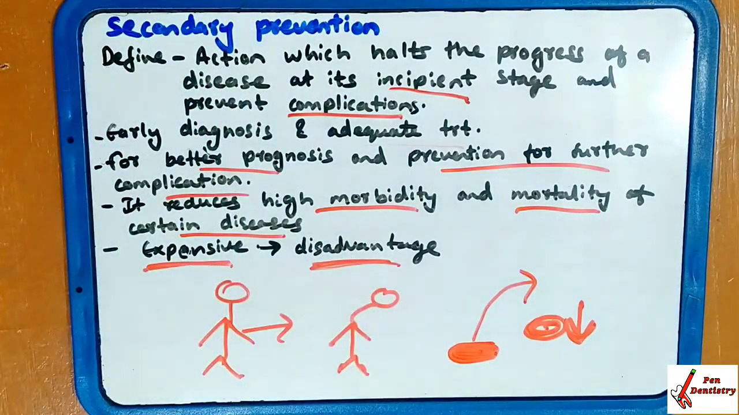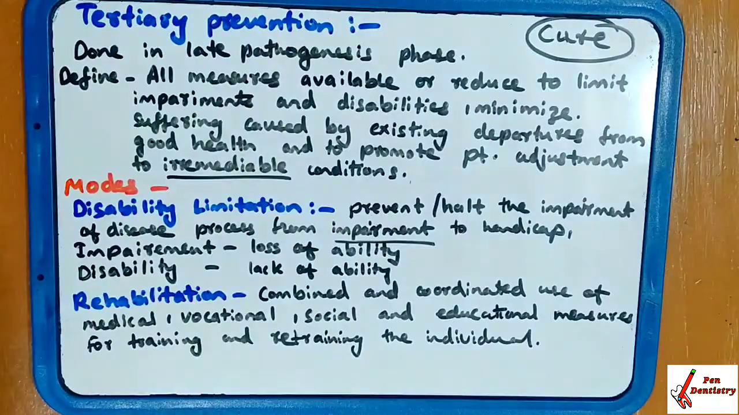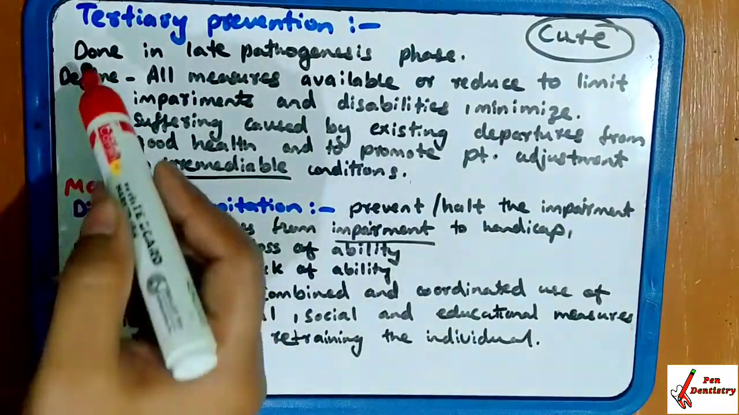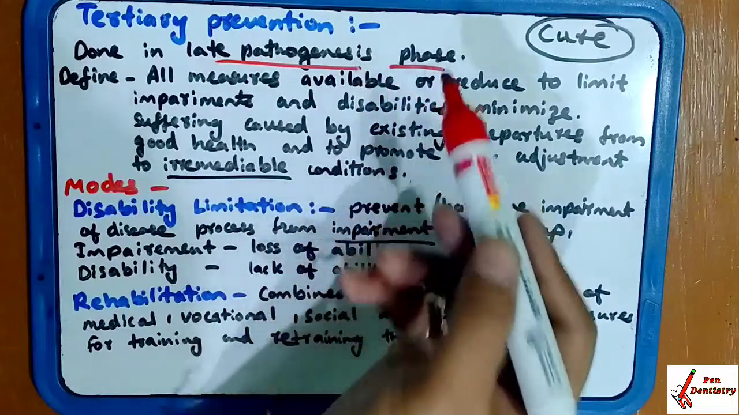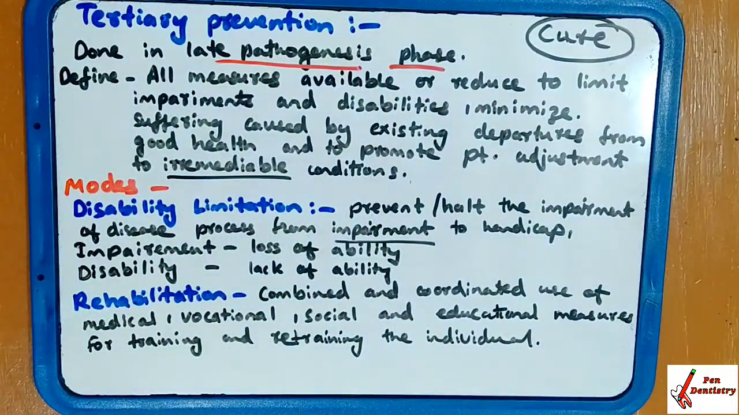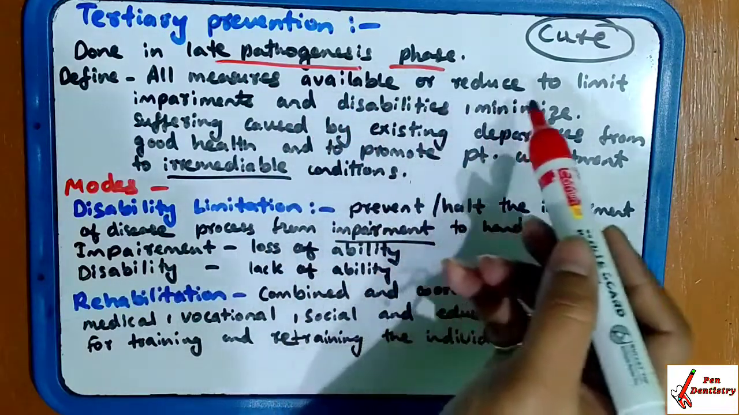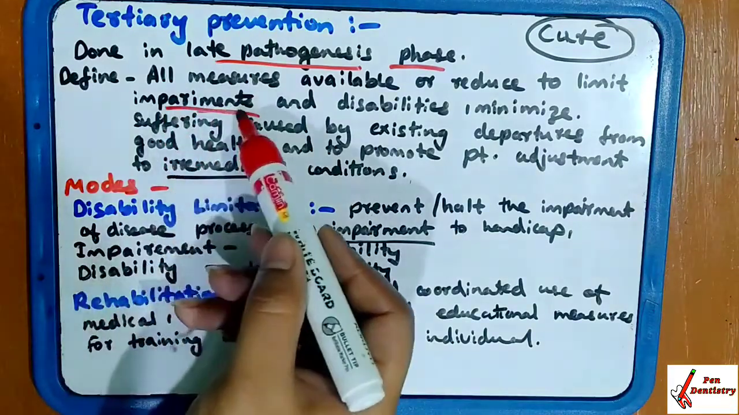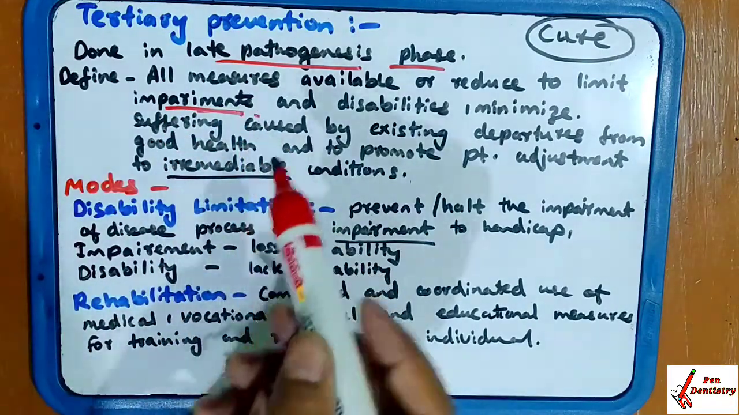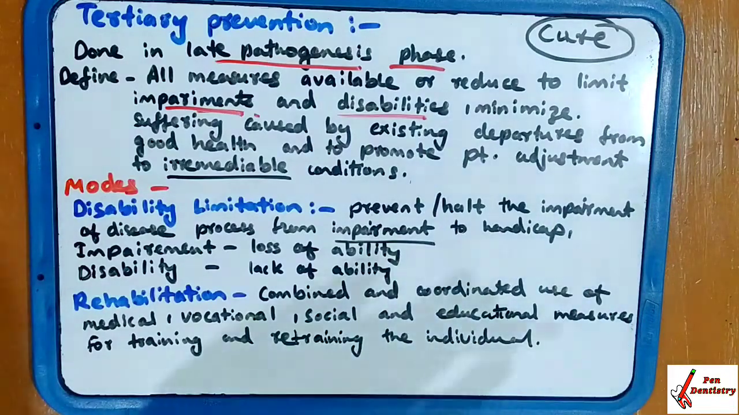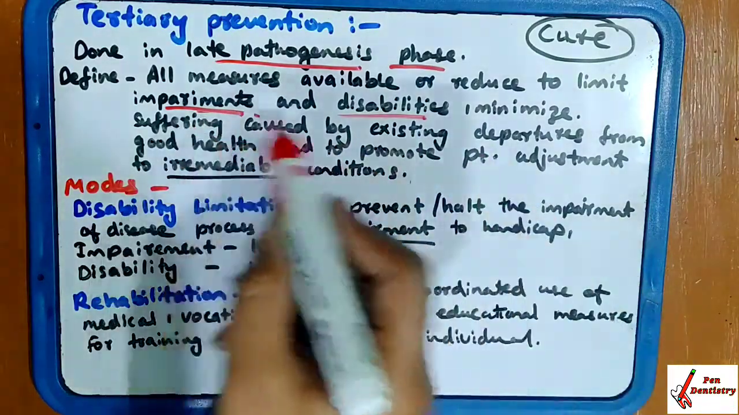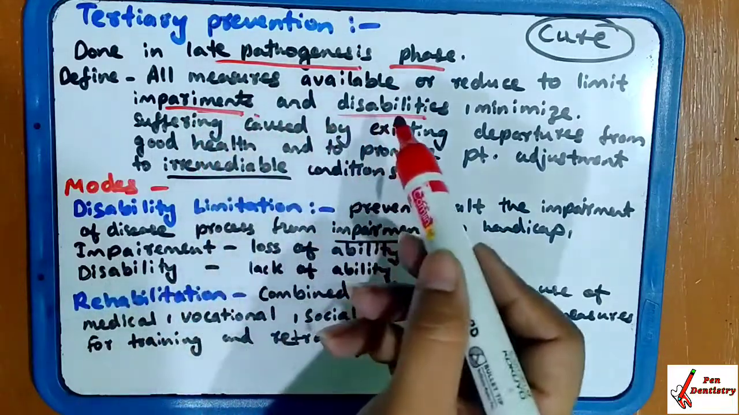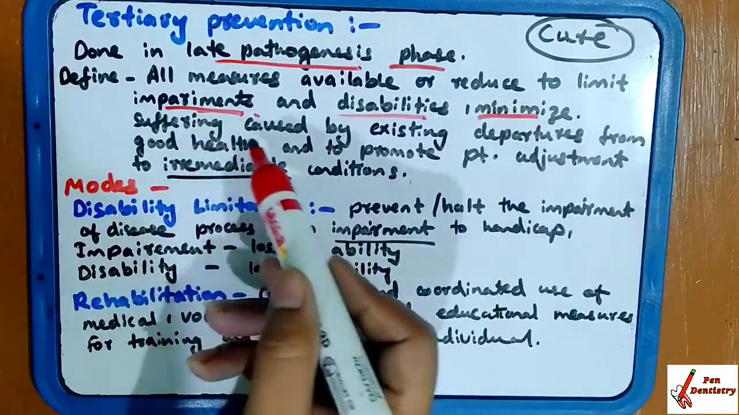Now we are going with tertiary prevention. In tertiary prevention, it is done in the late pathogenic phase. That means the disease has occurred and you are not able to cure it, so you go with tertiary prevention. That is, all measures available are used to limit the impairment. For the loss of sensation or impairment and disability, you do all the measures for minimizing these things, to reduce impairment and disability, and minimize suffering caused by departure from good health.